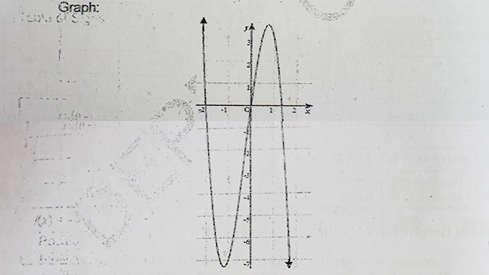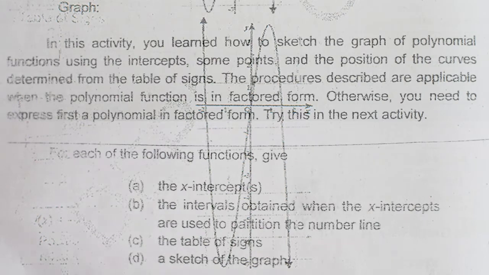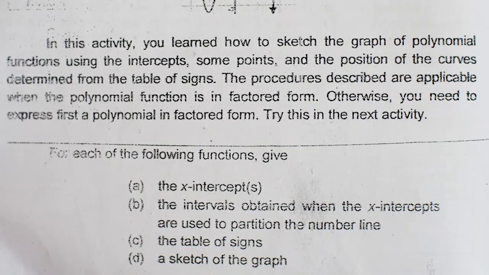The graph forms a curved line. Then you learn how to sketch the graph of polynomial functions using the intercepts, some points, and the position of the curve determined from the table of signs. The procedures described are applicable when the polynomial function is in factored form. Otherwise, you need to express the polynomial in factored form first.